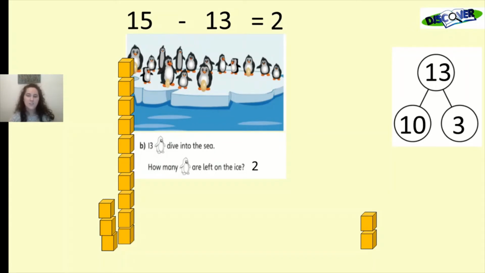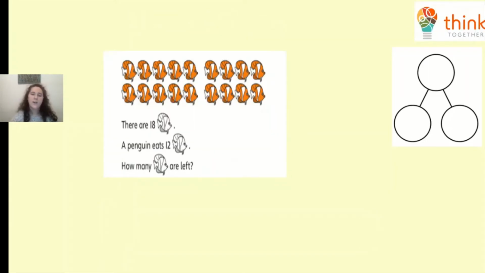Brilliant job. Let's do another one. Okay, our next question is saying there are 18 fish. A penguin eats 12 fish. How many fish are left? Oh, so we know we've got 18 and a penguin's going to eat 12. So we are going to be adding or taking away. Amazing. If a penguin's going to eat 12 fish, that means there'll be less. So we are taking away.